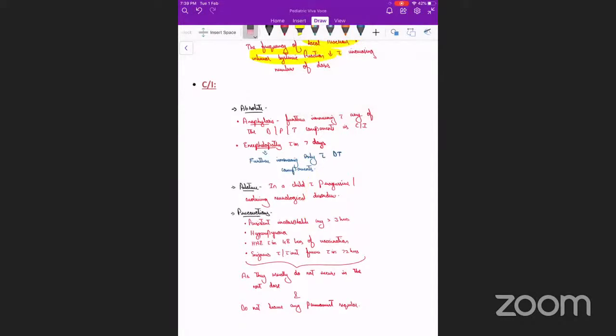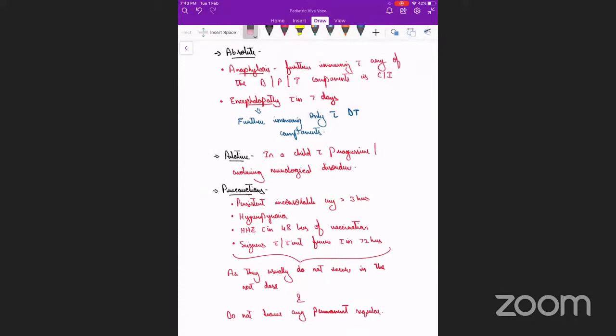And yeah, fine. So they can be absolute, relative, or precautions. Fine. And situations wherein you will have to be precautious. Fine. Coming to absolute contraindication. Absolute contraindications: it is anaphylaxis.